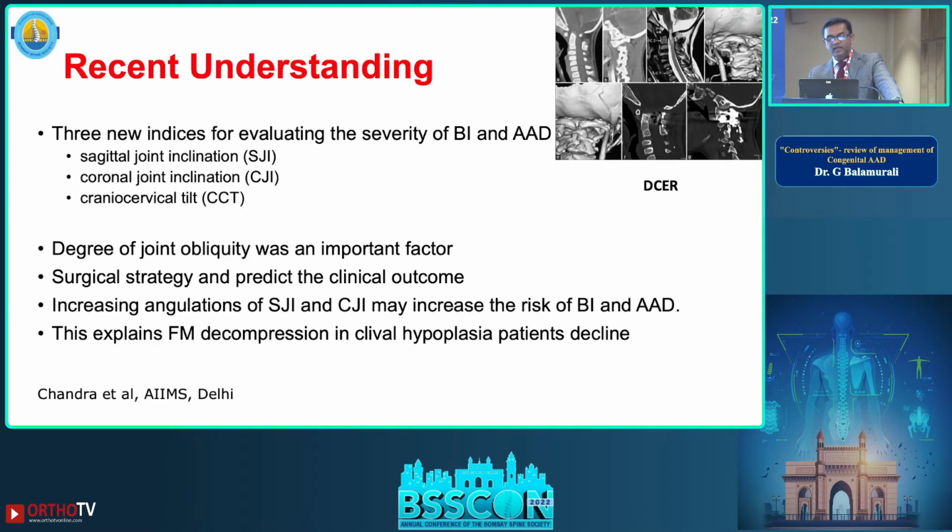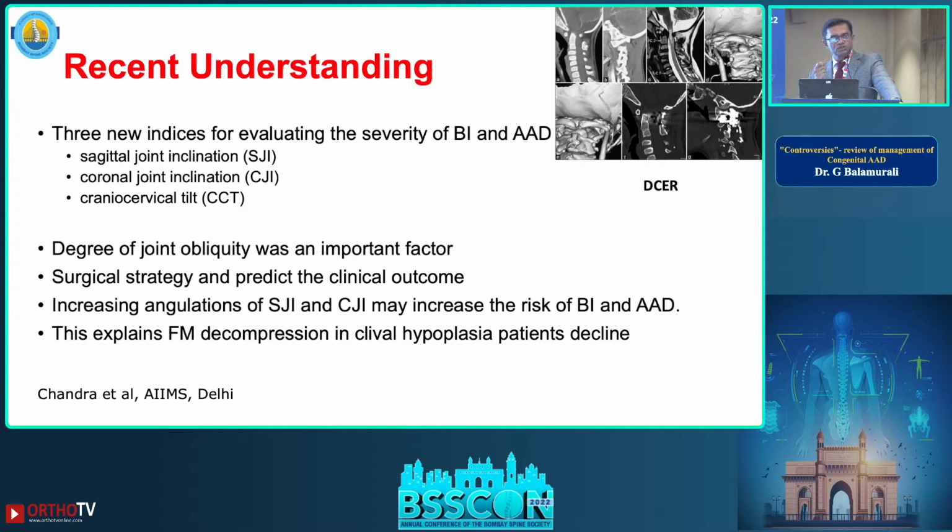And this clivus angle has been taken forward by Sarat Chandra from Delhi, and they found these three angles: the sagittal joint inclination, the coronal joint inclination, and cranial tilt. The reason for this is to do this procedure called DCER, which I think Uday is going to discuss in more detail. So the degree of joint obliquity is a very important factor, not only in the treatment, but also in the success and failure of your procedure.